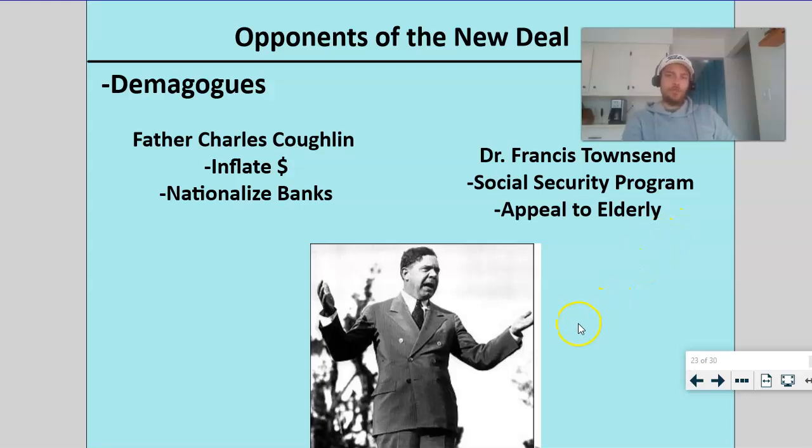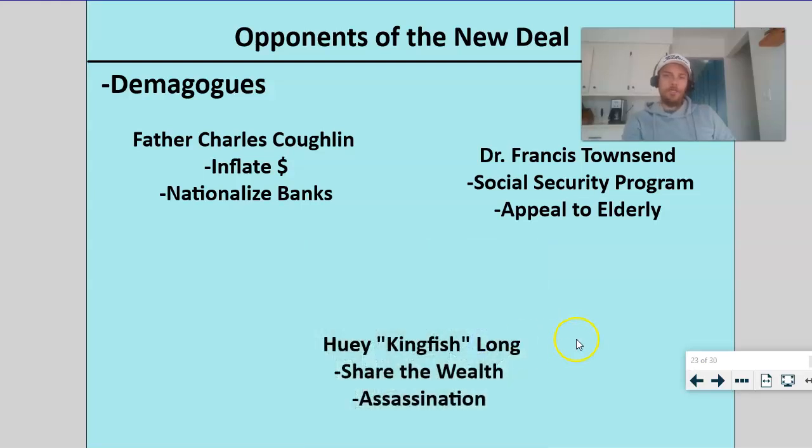Now, the most dangerous of these guys is the last one down here. This is Huey Long. They called him the Kingfish. Huey Kingfish Long. All right.